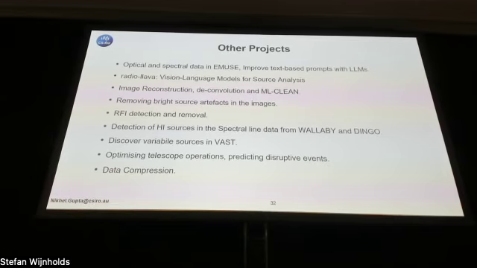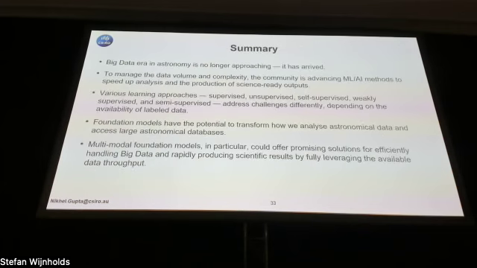Then there is image reconstruction. Sam talked about it, and reconvolution and ML clean as well. I think the previous talk was very similar to what we were thinking. And removing bright source artifacts in the imaging is also something that can be done. There is RFI detection and removal, detection of H1 sources. So Lee has a poster outside you can have a look at. It's trying to find out the false detections there. And then data compression, and there are other things that we are thinking of doing with similar techniques.